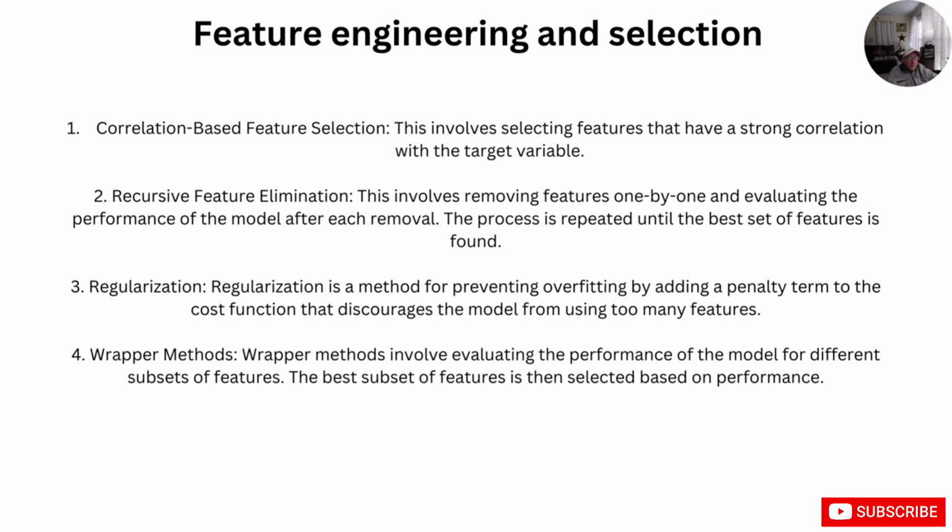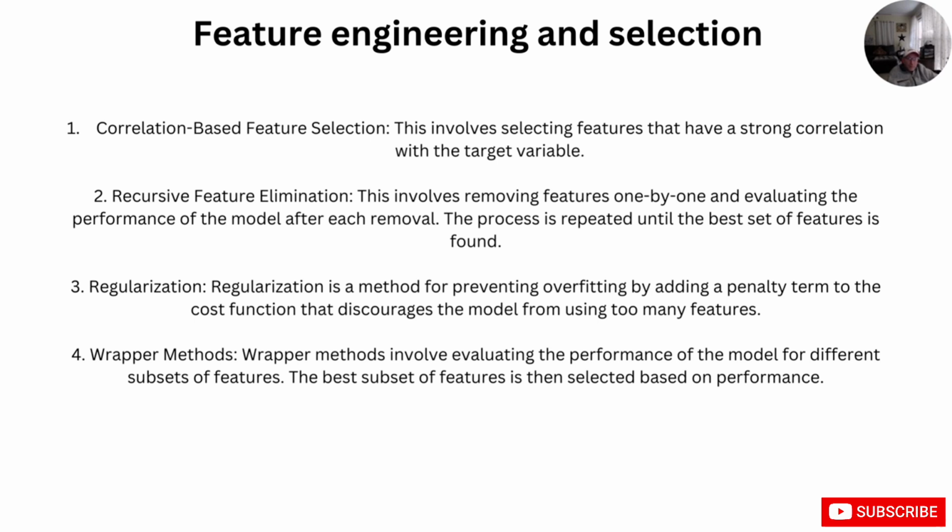This involves selecting features that have a strong correlation with the target variable. Number two, recursive feature elimination. This involves removing features one by one and evaluating the performance of the model after each removal. The process is repeated until the best set of features is found.